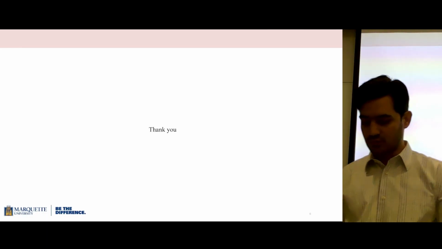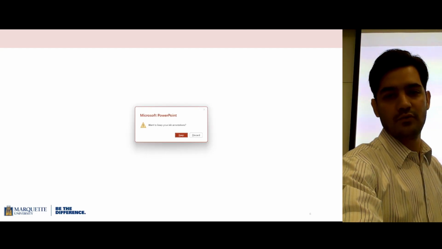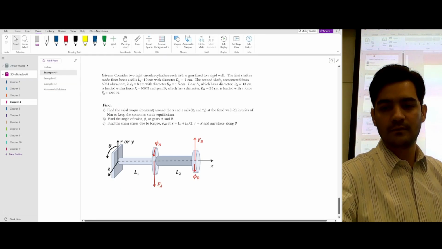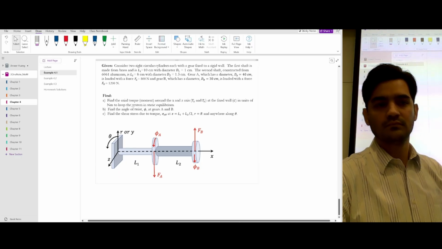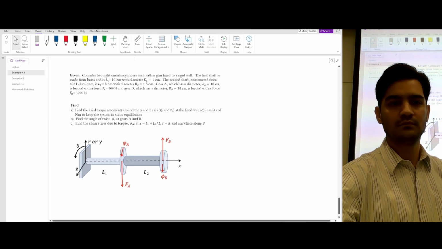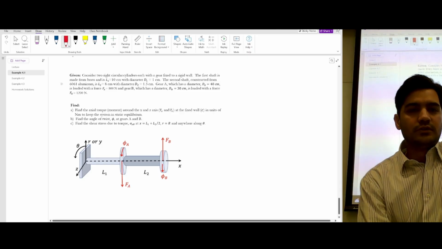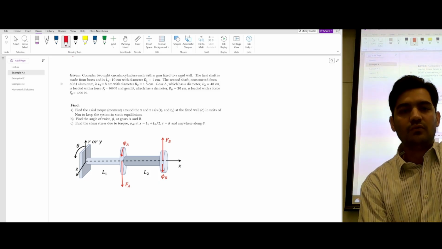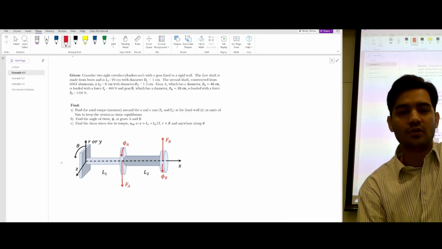So now we can do the first example, depending upon how much time we have. This is the first example in the workbook. It says: consider two right circular cylinders, each with a fixed gear to a rigid wall. So this is a rigid wall.